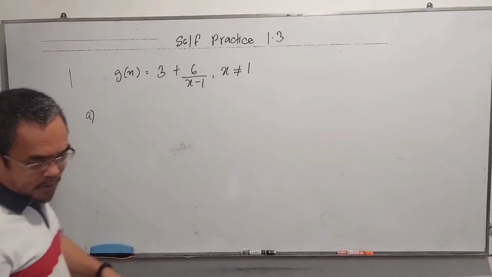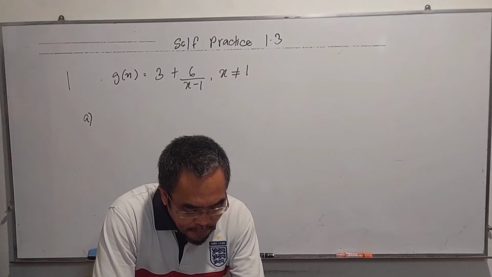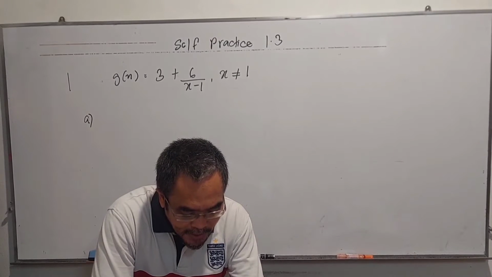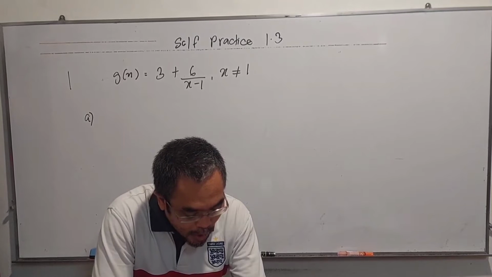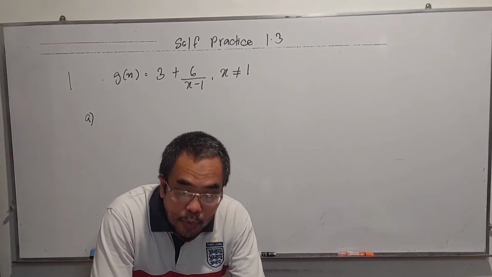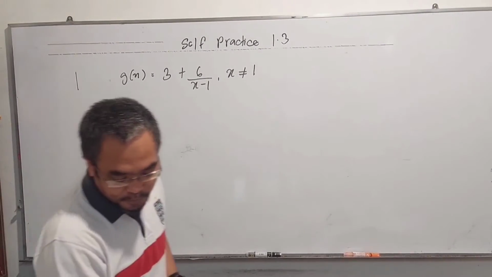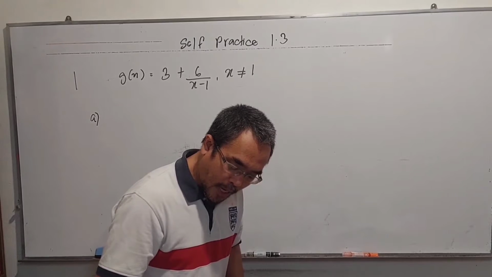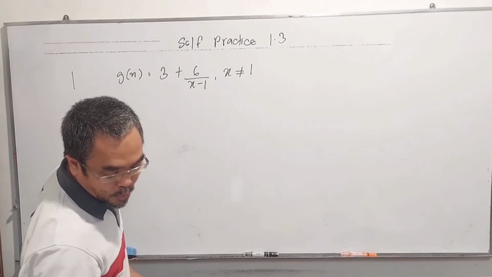Okay, look at question number 1. Function g is defined by g(x) equals 3 plus 6 over x minus 1, where x is not equal to 1. So A, find the images of negative 5, negative 2 and 1 over 2. Actually, this one you have done with me just now, maybe at exercise practice 1.2.